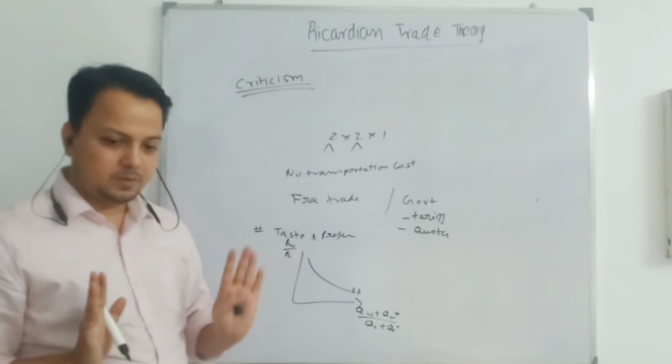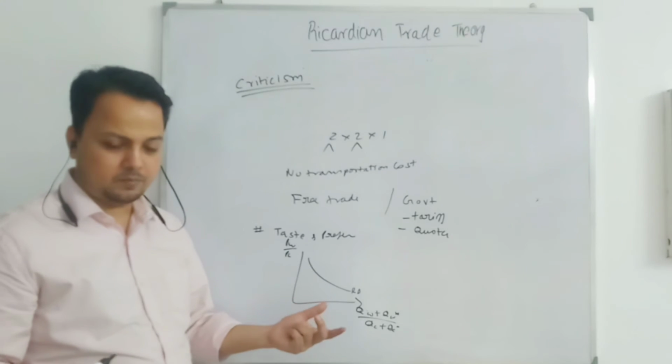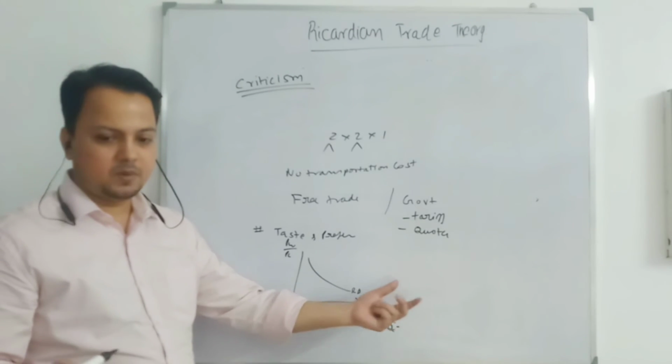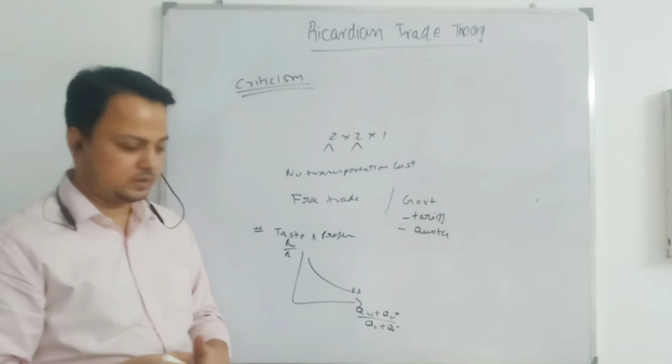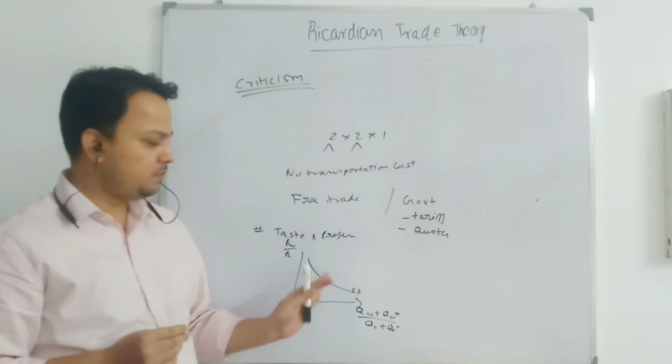India will be having a different relative demand curve. India may not be having cheese and wine as their favorite. We will maybe be having wheat, rice, that kind of thing. So taste and preference differ. Here we have taken that taste and preference remain the same.